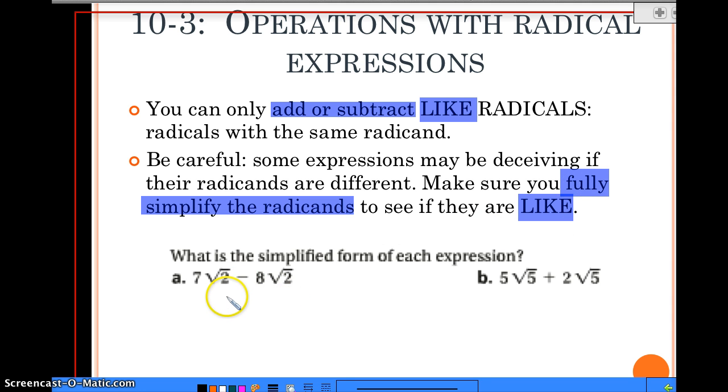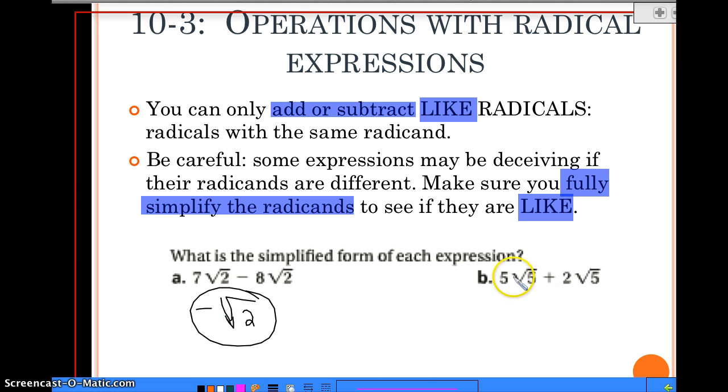If you look at the first two examples, which are very basic and easy, notice that the radicands are already the same, root 2 and root 2. So you go ahead and subtract: 7 root 2 minus 8 root 2 would be negative 1 root 2. So notice that when you add and subtract, you only add and subtract the coefficients. The radicands stay the same, just like when you do with variables.